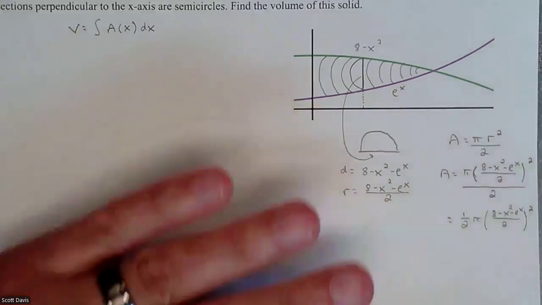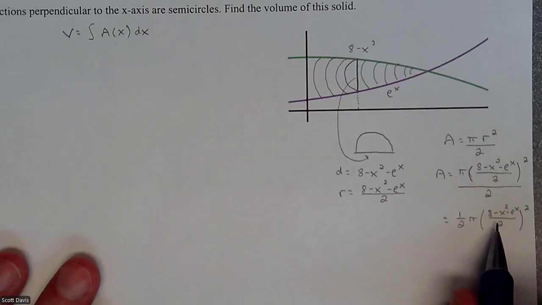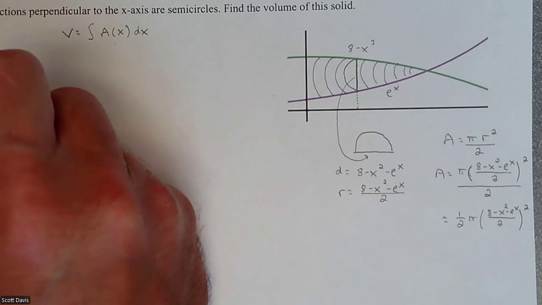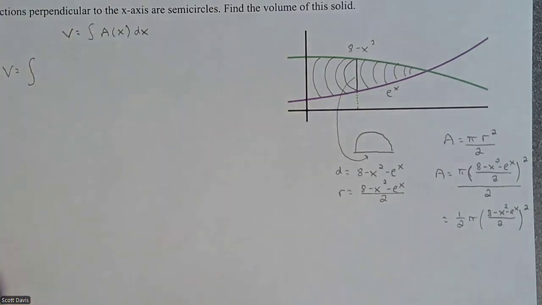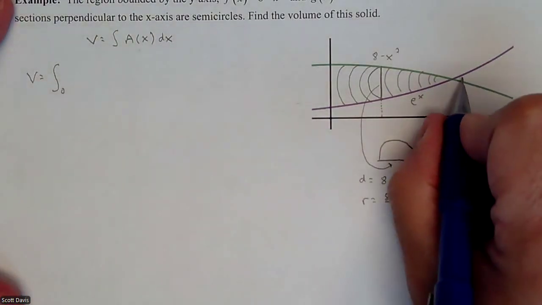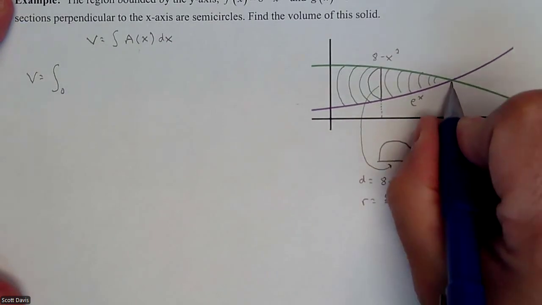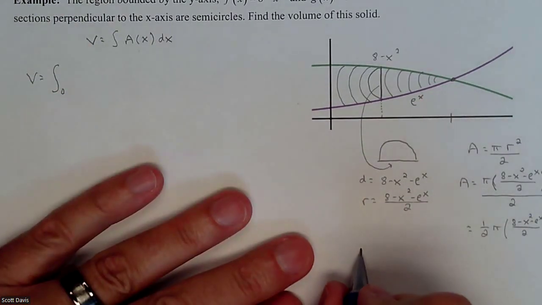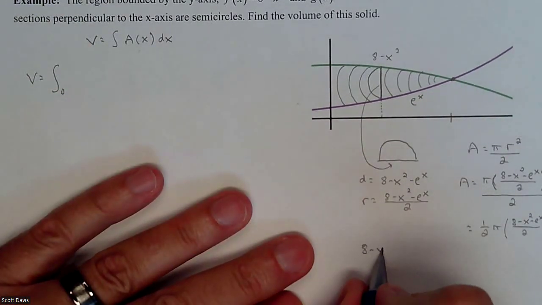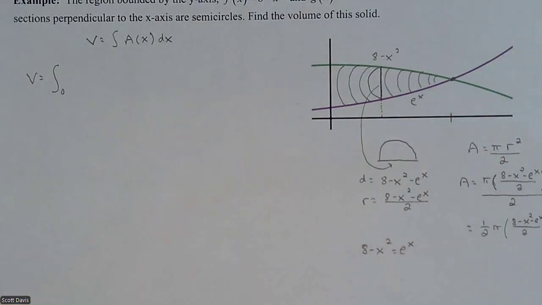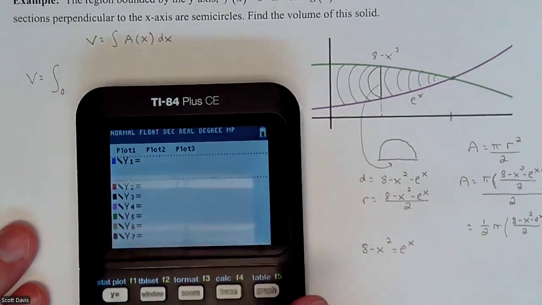Okay, so let's start building our calc part of this. So our volume is going to be an integral. Now, the tricky part on this is we're bounded by 0 and that x value right there. So I don't know where that is, but that is going to come from us taking the two equations and setting them equal to each other. We're not going to do that algebraically. We are going to throw it in the calculator.